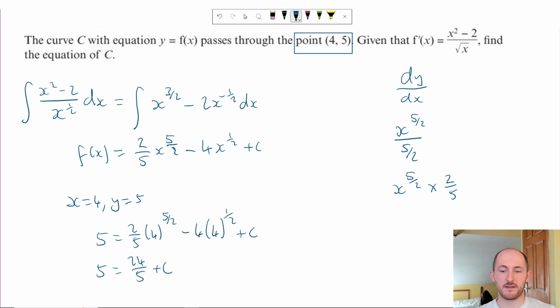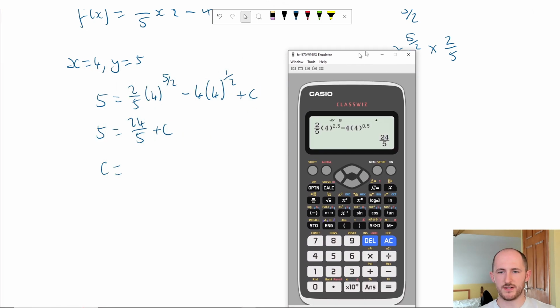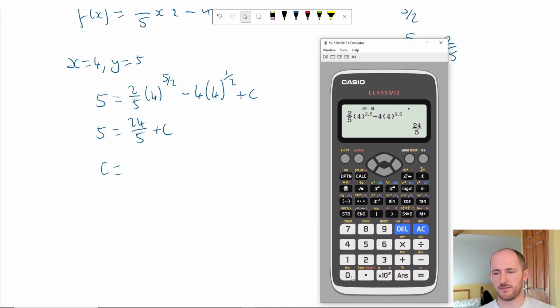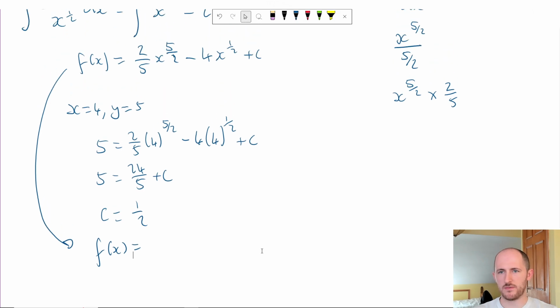So then minusing 24 over 5 from both sides, we get our value for c, and we can sub it in, and we're all done. It's going to be 1/5, I'm pretty sure. 5 minus answer. Look at that. Too easy. Let's leave it as a fraction actually, because the rest of my things are in fractions. So then we have f of x is equal to 2/5 x to the power of 5 over 2 minus 4x to the power of a half plus 1/5 as our final answer.